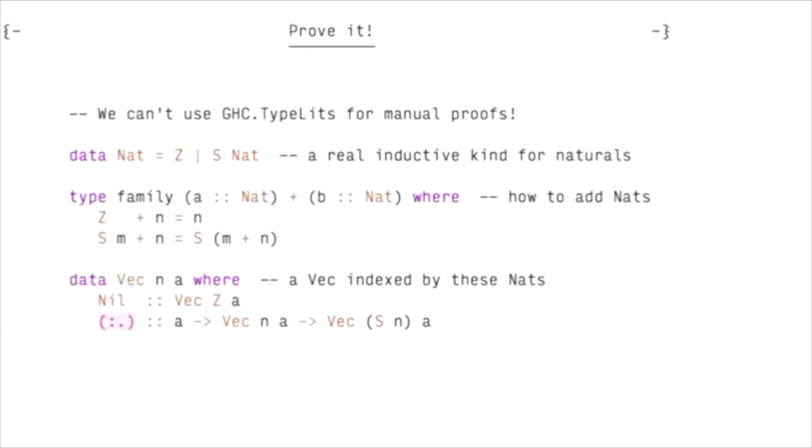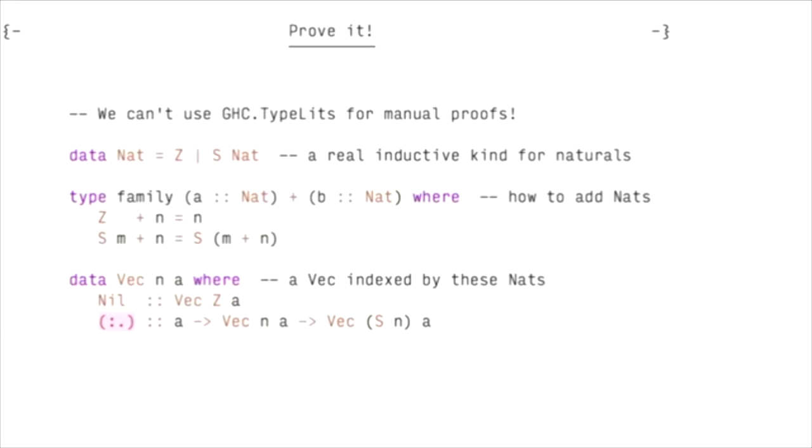So 0 plus n is going to be equal to n. Just checking to see if you're paying attention. And S of m plus n is going to be, so the successor of m plus n is going to be equal to the successor of m plus n. So we recur down on the left-hand side until we figure out in unary what the addition is.